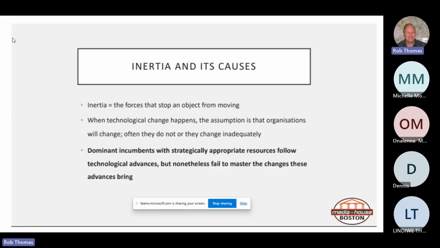When technological change happens, the assumption is that organizations will change. Often they do not, or they change inadequately. Okay, so guys, I want to stop there for a minute. I want to ask you a question which I actually posed. I might share the marking rubric with you, although Chris hasn't approved it yet, just to give you a feel. He probably won't change it too much. I think it's a little bit complicated, but anyway, I'll share it with you. I'm going to go out of here again so that I can see you.